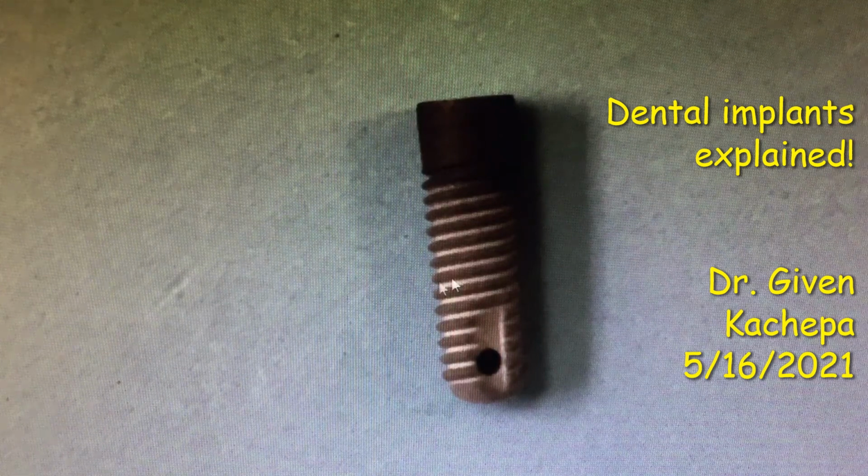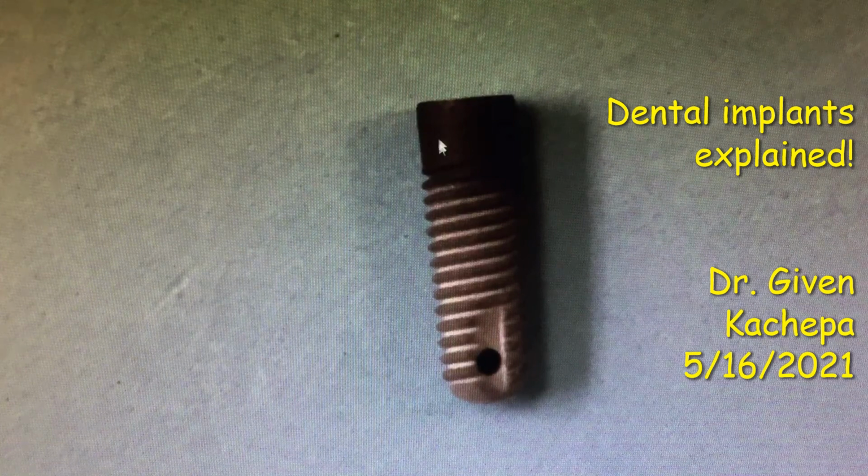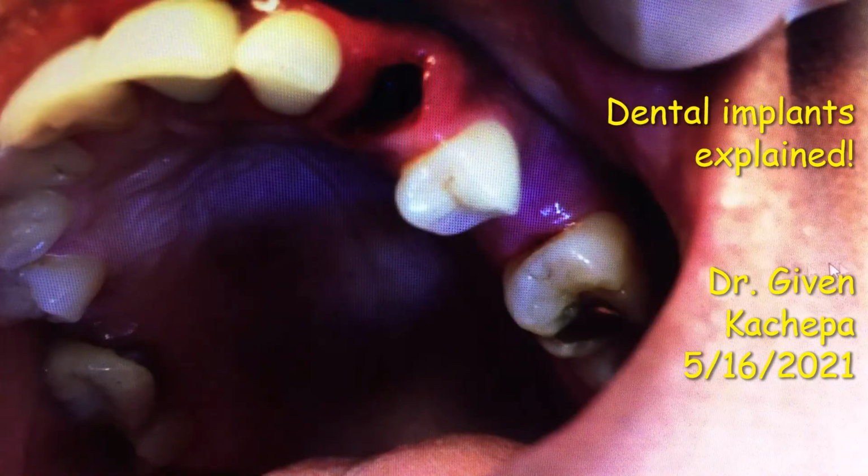So this is one case, this is one type of implant that I have here in the clinic. Now there are different sizes of implants. There's some that are much bigger than this. There's some that are smaller. There's some that are shorter than this, some that are longer than this. Each case is going to be different depending on what you're trying to do.